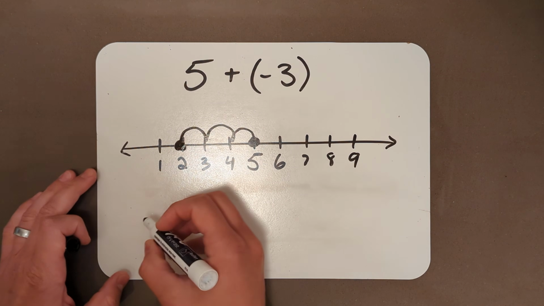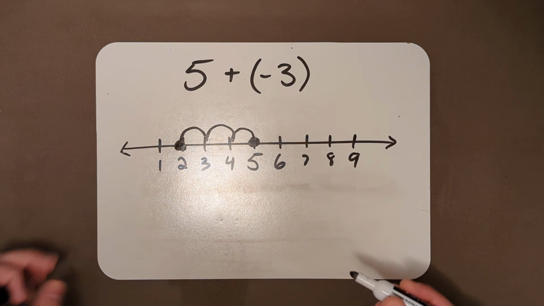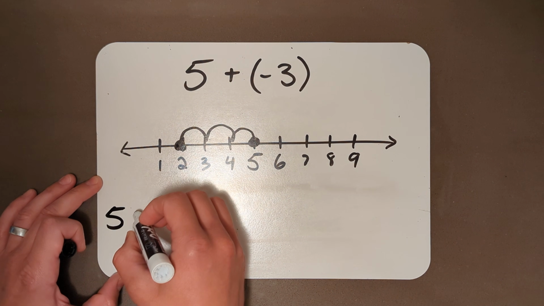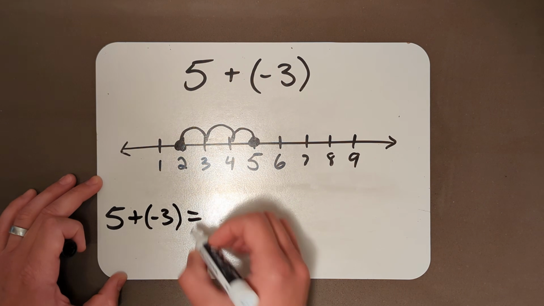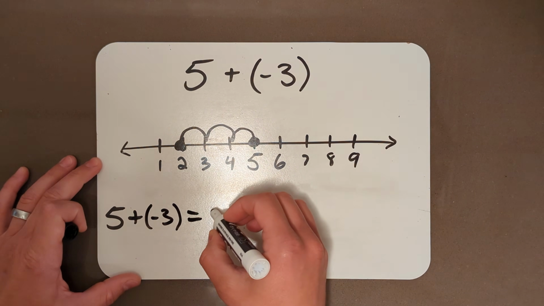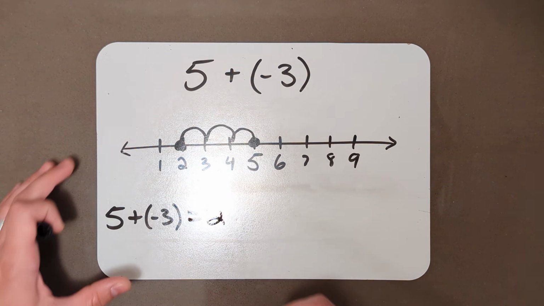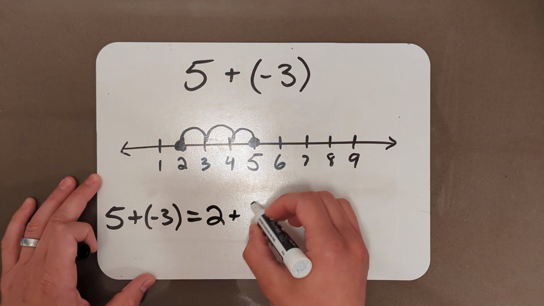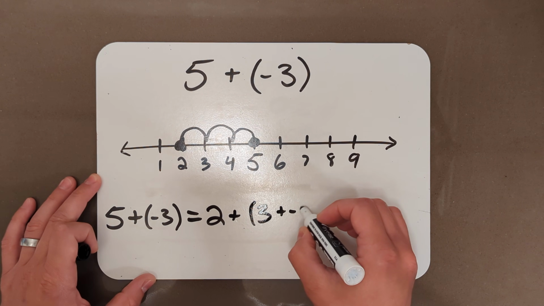And then for our abstract model, I'll show one of the more expanded versions. We could write 5 plus -3. So essentially what I did in that concrete model was I thought of this as, I won't go super expanded just to show each 0 pair, but I changed this into 2 plus, and then the quantity 3 plus -3.